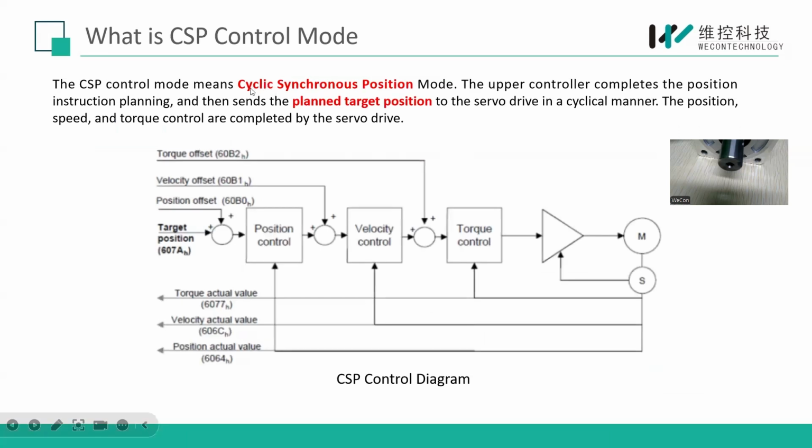Because we say it is cyclic synchronous, it means in every EtherCAT communication cycle, the PLC will send a new target position to the driver, and the driver will follow. And in the next cycle, PLC will send another new target position, and the driver will follow again.